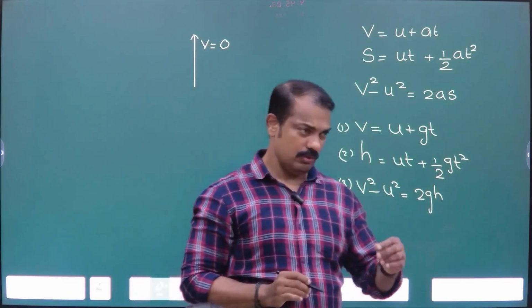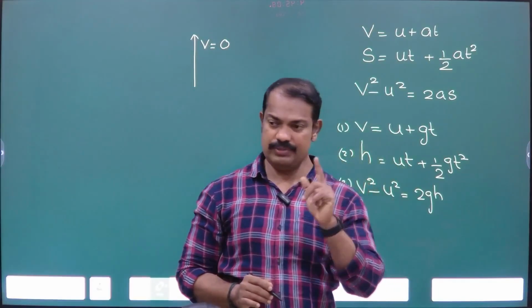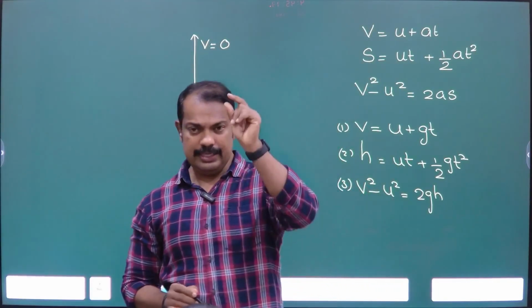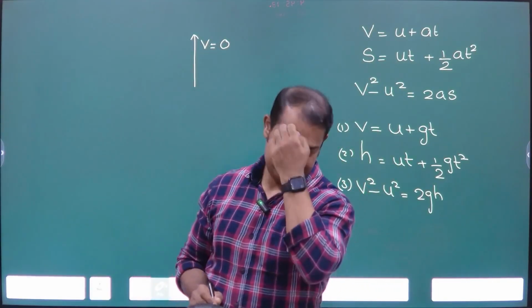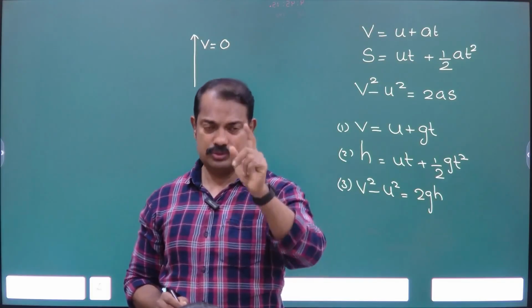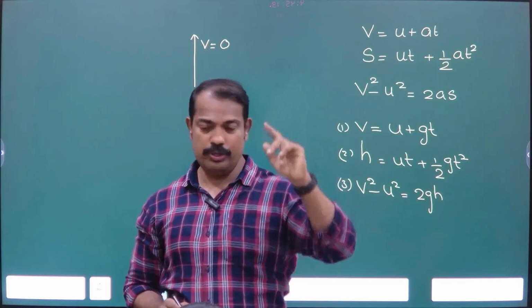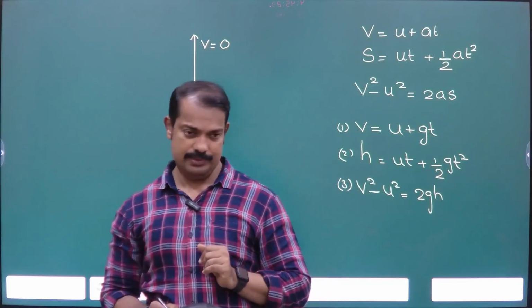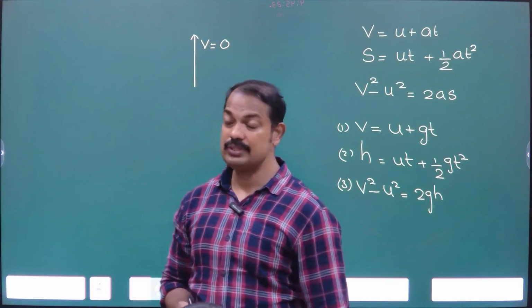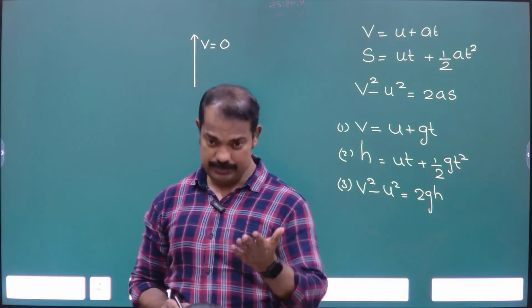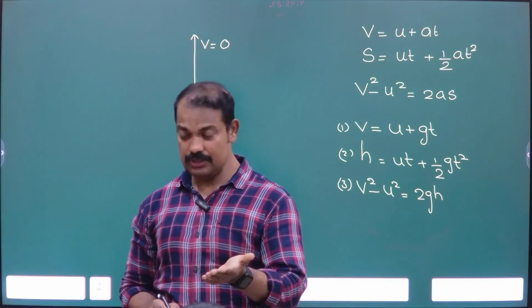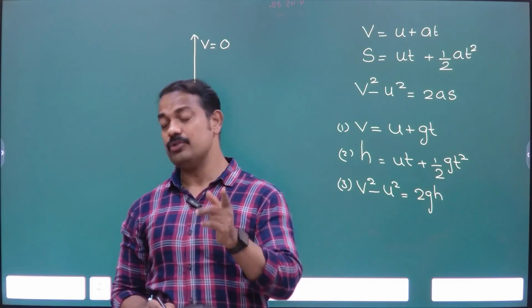ध्यान रख दो. कोई भी क्वेश्चन में upward motion की बात हो, V is equal to 0. हर क्वेश्चन में upward motion में, highest point में, at the highest point, V is equal to 0.